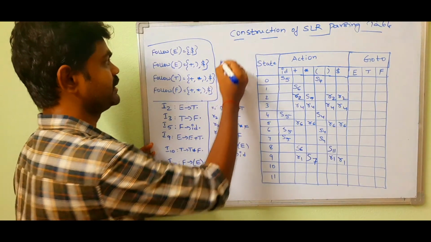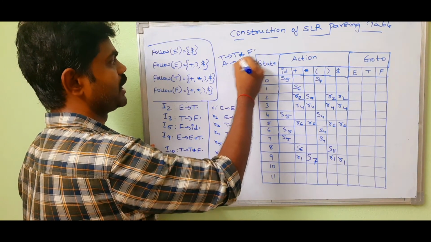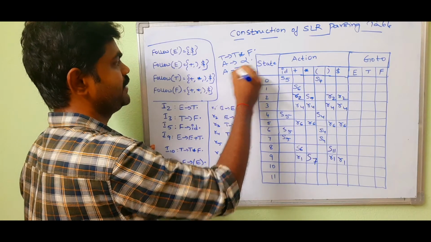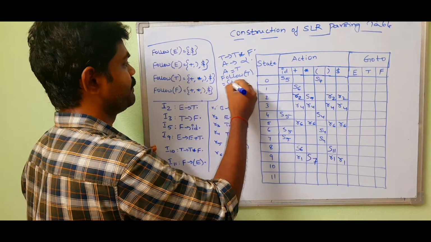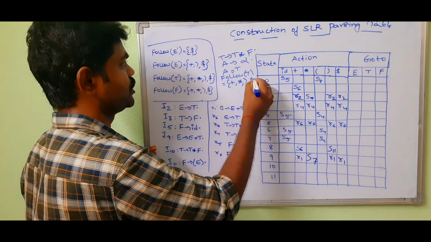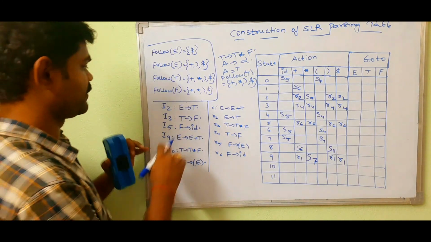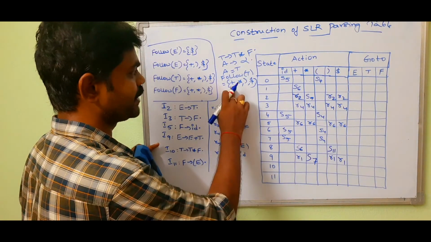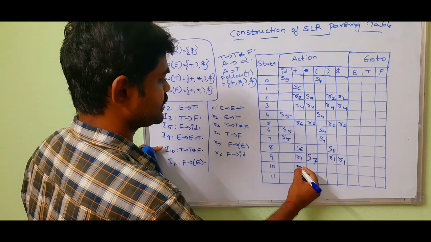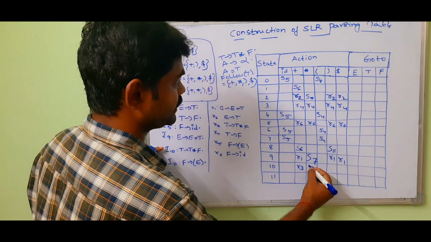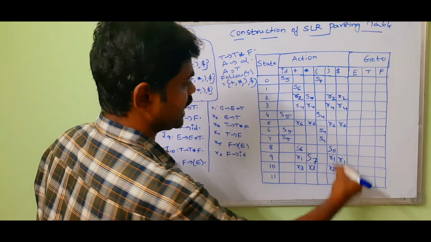So what is the I10 production? T tends to T star F dot, again A tends to alpha dot, so A equal to T, that is follow of T. So follow of T is plus, star, right parenthesis, dollar. So where is T tends to T into F? It is R3. So in the place of I10, in the place of plus, star, right parenthesis, dollar, write R3. So plus R3, star R3, right parenthesis R3 and dollar R3.